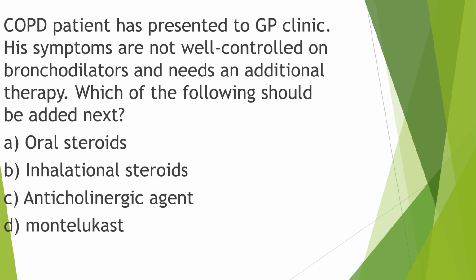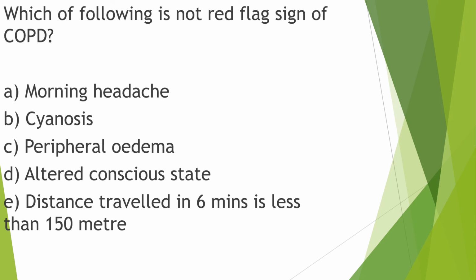A COPD patient has presented to your GP clinic. His symptoms are not well controlled on bronchodilators and needs an additional therapy. Which of the following should be added next? So here the concept is to check, for the COPD patient not controlled on bronchodilators, which drug will you add to the regime? And the answer here is option C, that is anticholinergic agent. But if the similar question was regarding a patient of asthma, not controlled on bronchodilators, we would have added inhalational steroids.